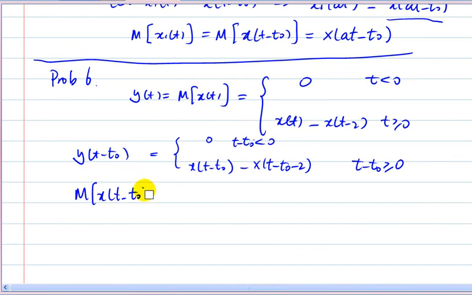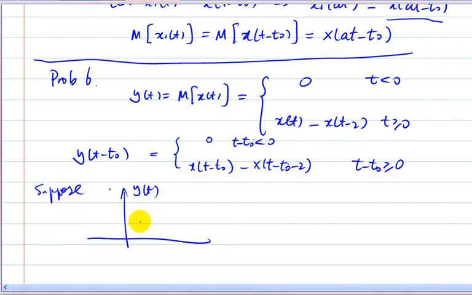Let me illustrate this idea a little bit. You already know that from y of t to y of t minus t naught is basically a delay of t naught, or shifting to the right by an amount of t naught. So suppose y of t is a sort of step function, as we will learn later. This function is equal to 0 when t is less than 0, but 1 when t is greater than 0.